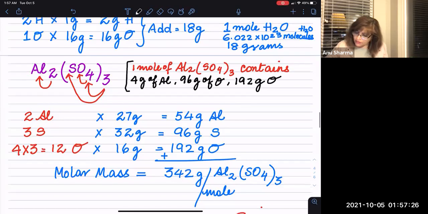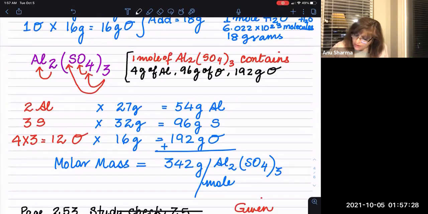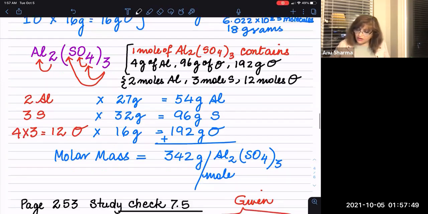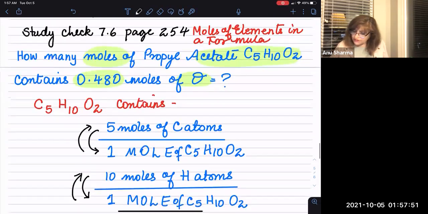Okay, and we can also say that 1 mole contains 2 moles of aluminum, 3 moles of sulfur, and 12 moles of oxygen. So that's another way of saying that. Okay. All right. Now let's look at another example.